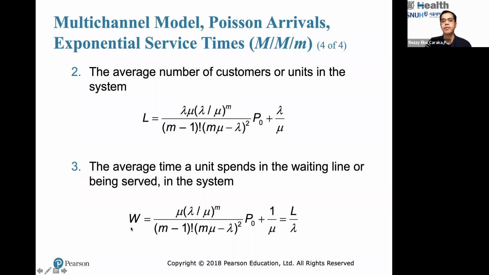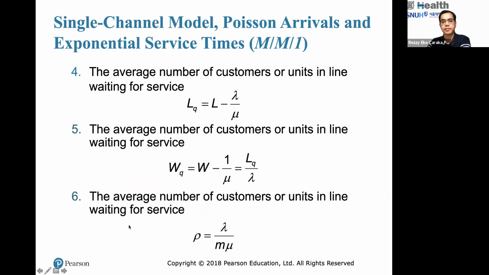Also, we can calculate the average time with the W. We can get the information as lambda divided by L, or L divided by lambda, to calculate the waiting time per customer in our system with W. And same, we can calculate the LQ, meaning the average number of customers in the queue, with this information. We can calculate it as well by using WQ.